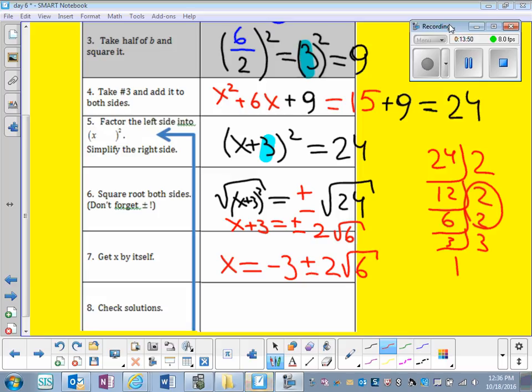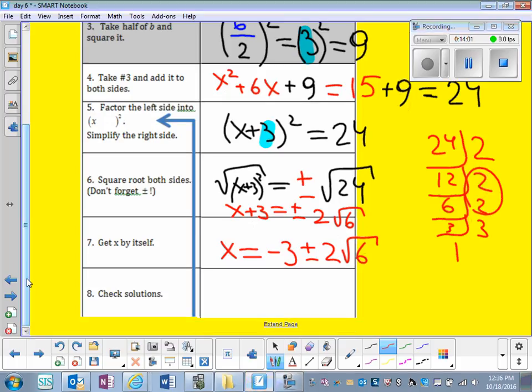How many solutions do I have? 2 solutions. One solution is negative 3 plus 2 square root of 6. The second solution is negative 3 minus 2 square root of 6. How do we check this?